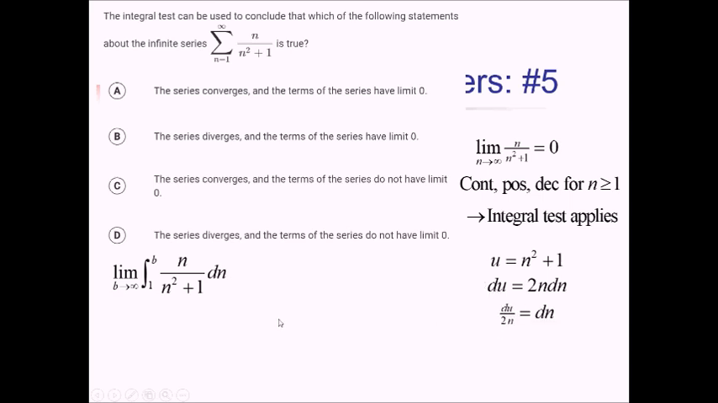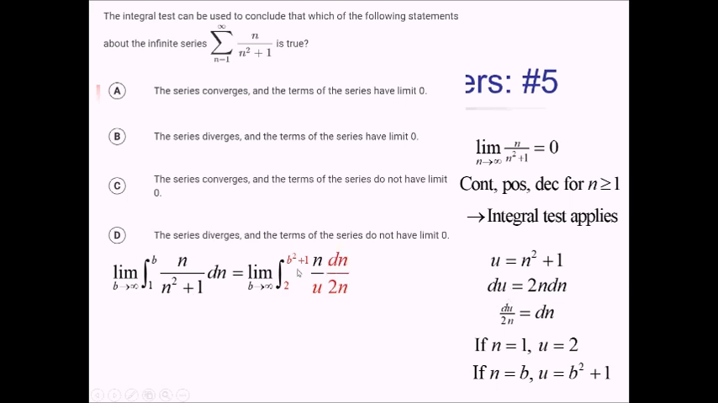And I also have to replace the limits of integration with u values. Right now they're n values. So if n equals 1, then u is going to be 1 squared plus 1, which is 2. And if n equals b, then u is going to be b squared plus 1. So replacing things here, we have the limit as b approaches infinity of integral from 2 to b squared plus 1 of, we're going to have n over u, and instead of dn, we're going to write du over 2n.